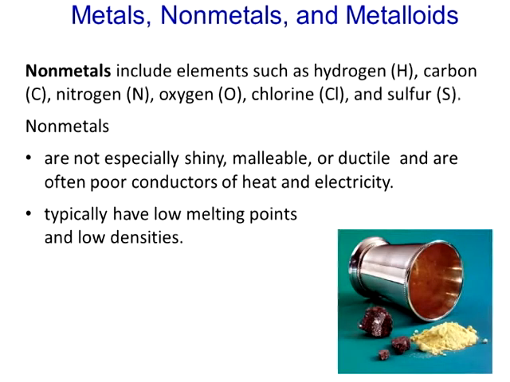Nonmetals include elements such as hydrogen, carbon, nitrogen, oxygen, chlorine, and sulfur. Nonmetals are not especially shiny, they're not malleable, they're not ductile, and they are poor conductors of heat and electricity. Typically, they have low melting points and low density, and those are some unique properties of nonmetals.